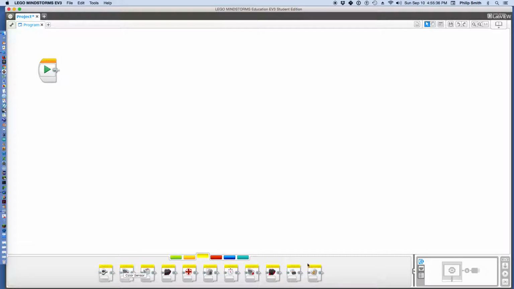So a lot of these sensors are pretty similar in what they do, but I'm just going to run through them kind of bam, bam, bam, bam, bam. So the first one is the brick buttons. This is a data wire output that outputs what brick button is pushed in. And the other choice is compare.